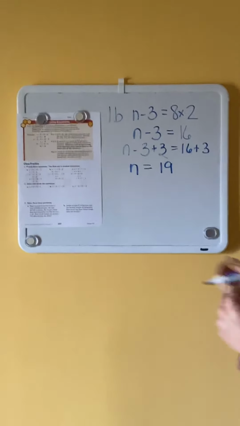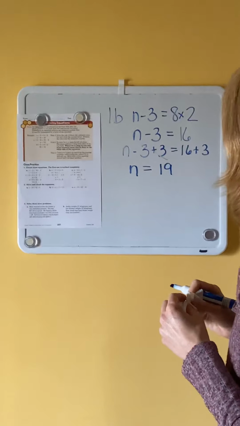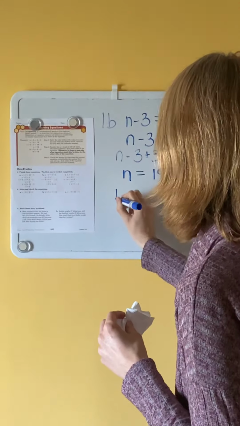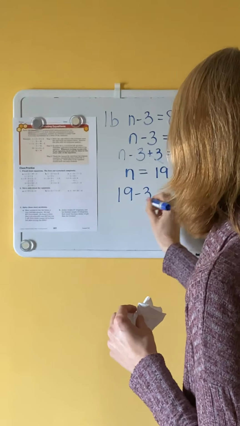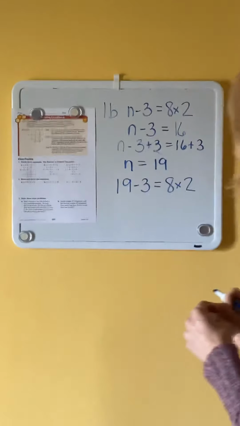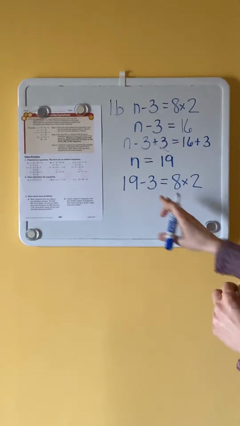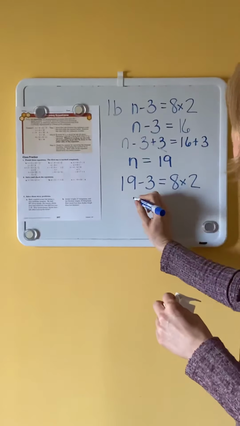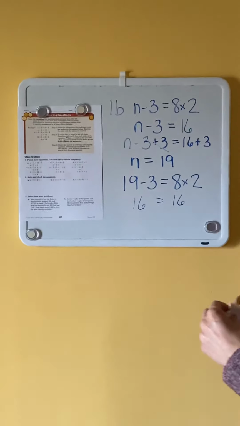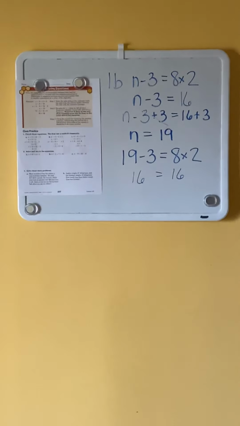Then it asks us to fill in the blank, so we have to fill in the blank with our n number. We're going to write that in our original equation, so we'll write 19 minus 3 equals 8 times 2. This is our check, where we have to check to see if our equation matches. So 19 minus 3 equals 16, and 8 times 2 also equals 16. So we know that our equation is correct.